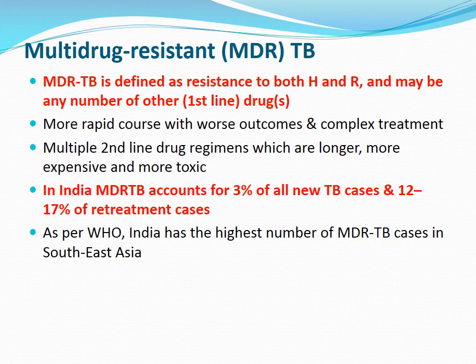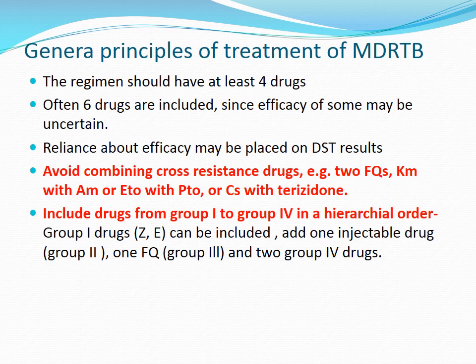We have to take precautions so that there is a reduction in the number of MDR tuberculosis. So MDR tuberculosis is resistant to both H and R. So now going to the treatment. Now already bacilli are resistant to H and R, so we cannot give these two drugs. So which drugs now we have to give? General principles of the treatment of MDR tuberculosis.